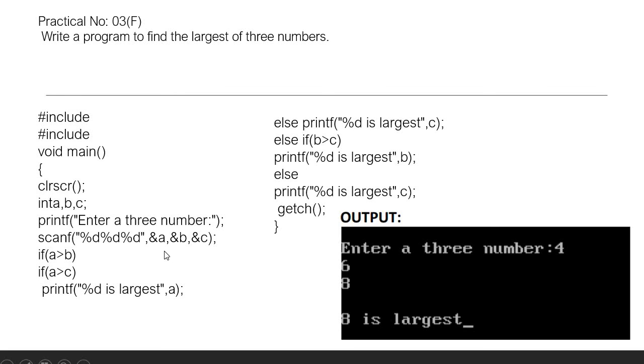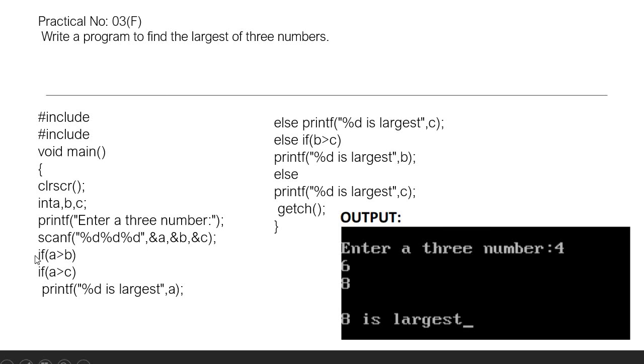Otherwise, if this condition is not satisfied, it will jump towards my else part. That is, over here, C is my largest number. And the next part, that is else if B is greater than C. If B is holding a value larger compared to C, it will print B is the largest. So these are the conditions which we have given over here. Within your program, you can give multiple else if conditions according to your requirement.